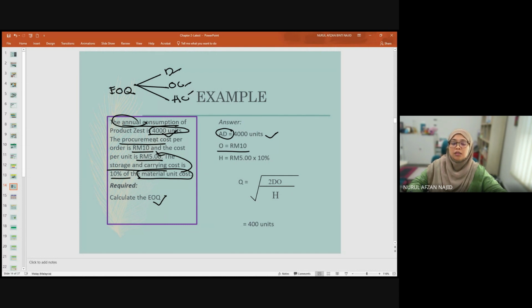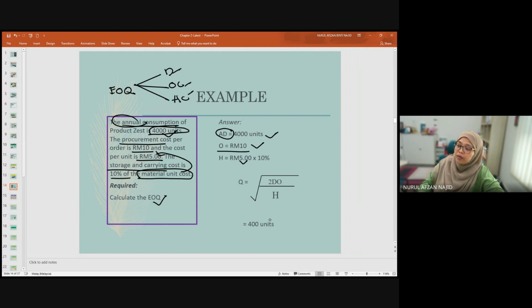Then ordering cost, procurement. Dia ada bagi tahu tak this is the ordering cost. Tapi daripada basic term tadi tu, you dah tahu procurement ni adalah proses untuk order. You nak prepare the purchase order and so on. So the procurement cost would be the ordering cost. And the storage. Storage ni adalah berkaitan dengan bila you dah sampai barang tu, you nak hold. So you pergi hantar dekat store. Kan? And the cost would be 10% from the material unit cost. So 10% daripada RM5.